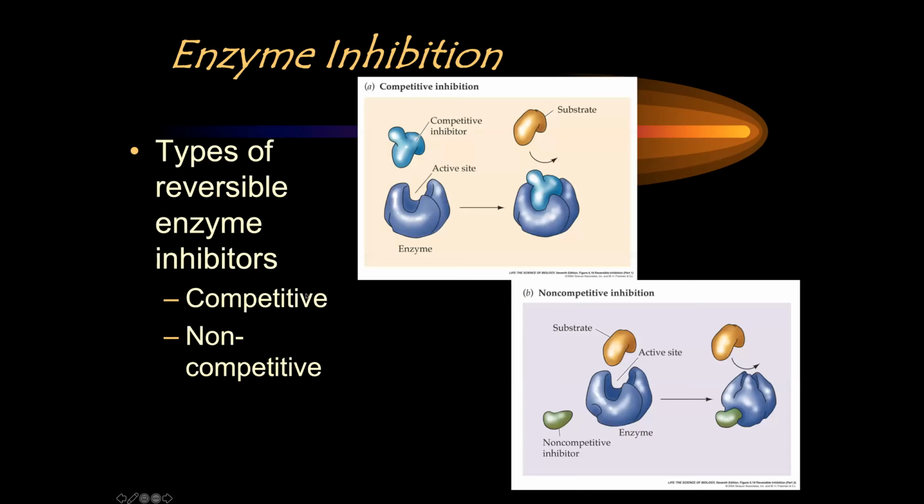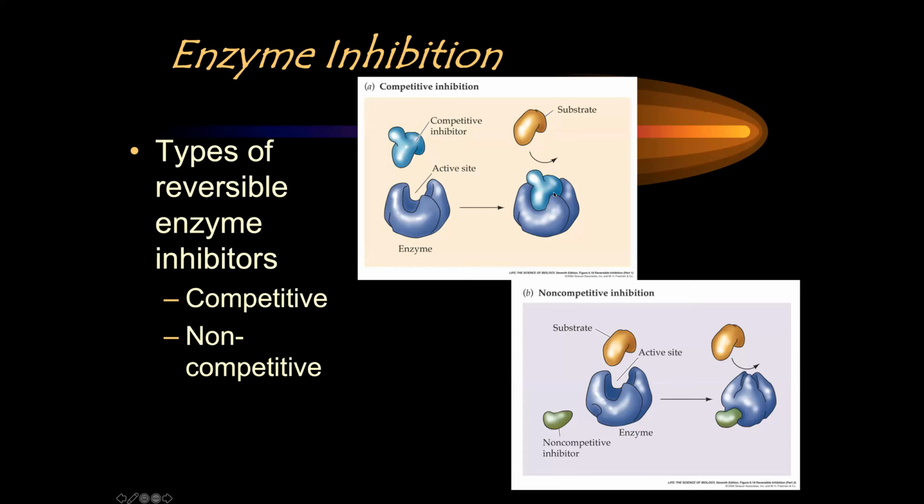So here are types of reversible inhibitors. They can be either competitive or non-competitive. In the top diagram, you see an example of competitive inhibition. Enzyme is this big blue thing. The competitive inhibitor is in a different shade of blue, and the substrate is yellow.